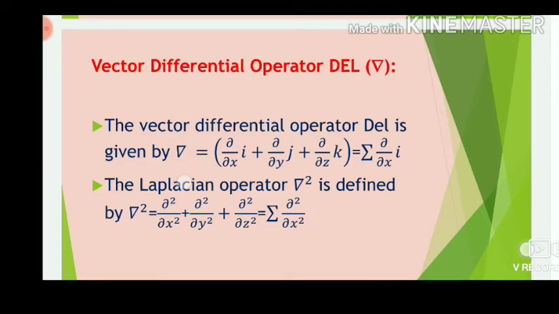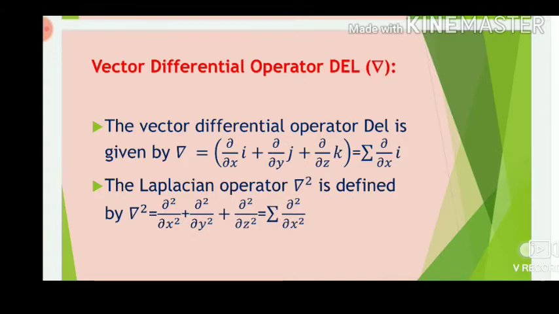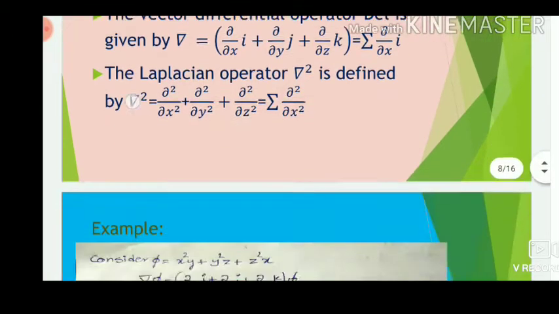The Laplacian operator del square is defined by del square equal to dou square by dou x square plus dou square by dou y square plus dou square by dou z square, which we can denote by sigma dou square by dou x square. Remember, del is a vector quantity. We will have i, j, k terms in del. But the Laplacian operator is a scalar quantity. We will not have any i, j, k terms in the Laplacian operator del square.